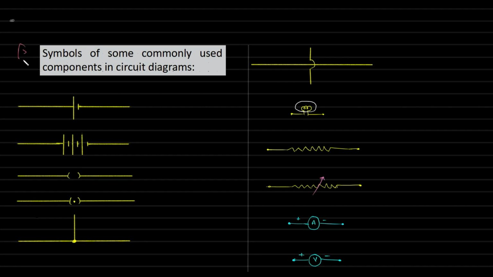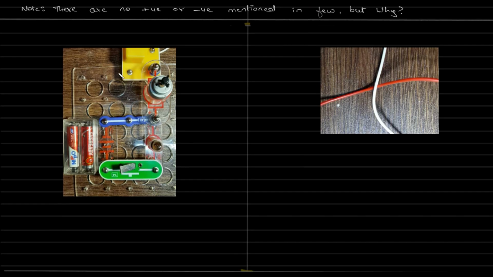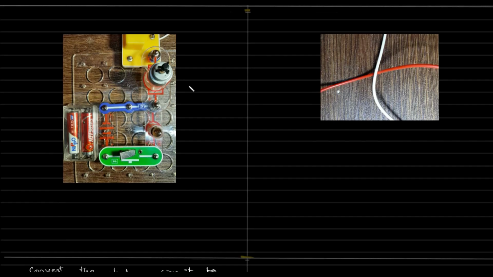So now we are looking at symbols of some commonly used components in electrical circuits. The reason for that is quite simple. This is an actual circuit. So I have a battery, a switch, a bulb, and so on and so forth. It's not practical for me to start drawing it this way.